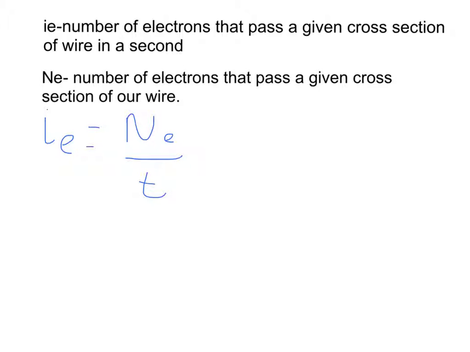Or conversely, I can find the total number of electrons that pass a given cross-section of wire: capital NE is equal to the number of electrons that pass a given cross-section of wire per second, times however long that is, times time.